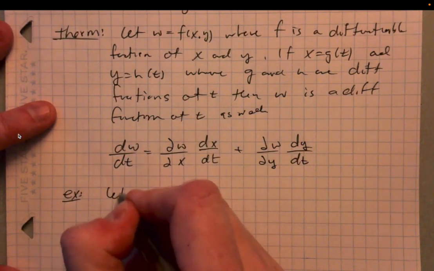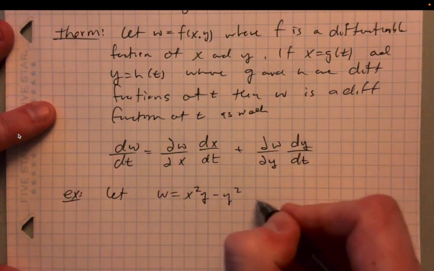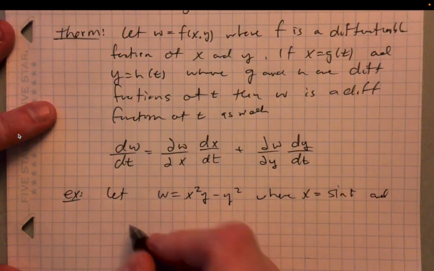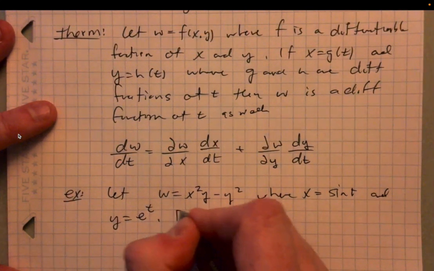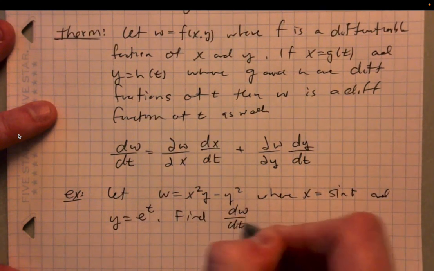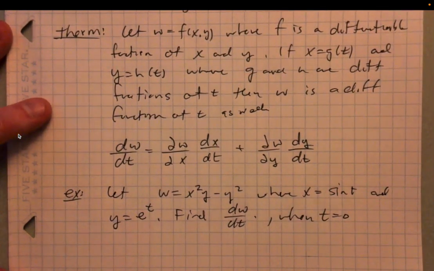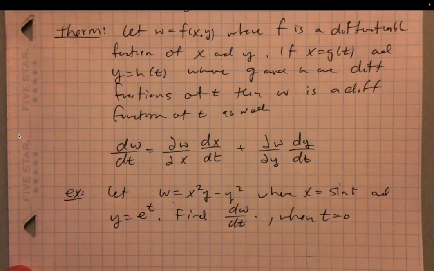Let's do an example to see how this plays out. Let w equal x squared y minus y squared, where x equals sine of t and y equals e to the t. Let's find the derivative of w with respect to t, and specifically evaluate it when t is equal to 0. We'll go through this one in its entirety.